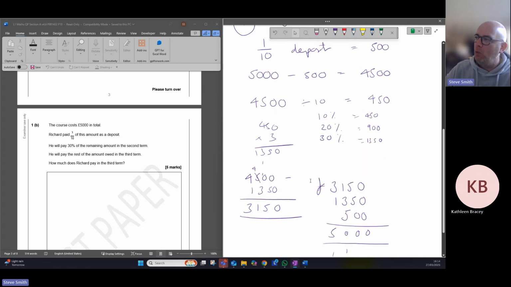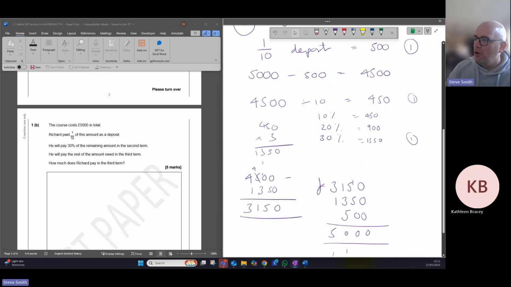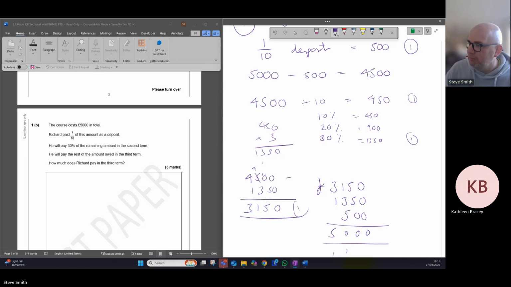So if we only got to the point where we'd found out our deposit was £500, you'd get a point for that. You'd miss out the earnings of 4. Then you get another point for looking at 10%, or showing how you're going to find 30%. So if you found out what 10% was, you get another point. If you've got to the 30, you get another point. And then if you've taken off your 30% from your sum, you get another point. And then you found out your answer.